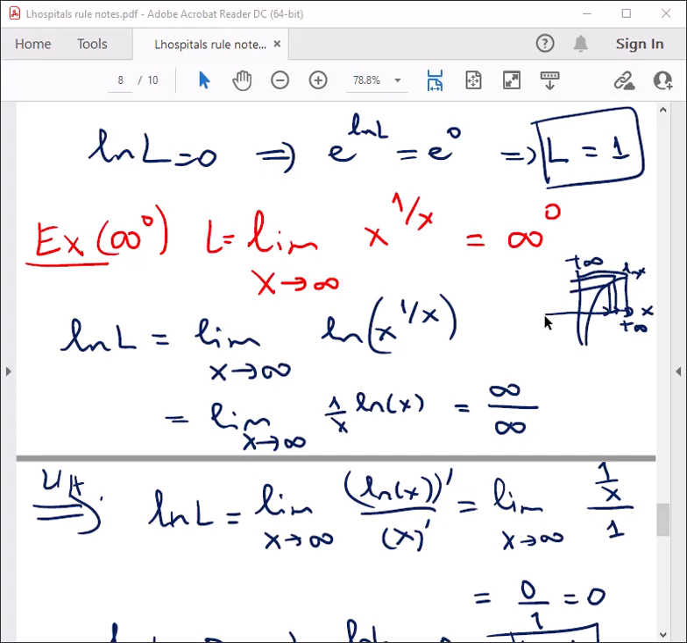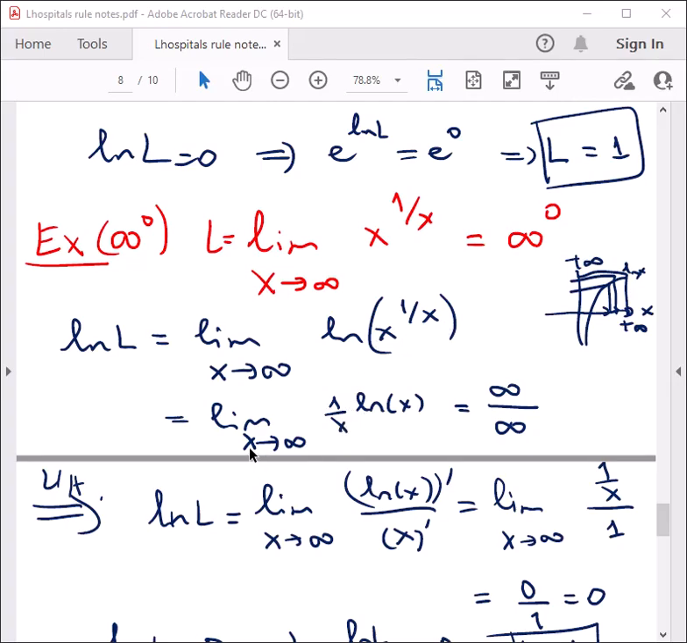Okay. Now, what do we do? Remember, if we have exponential indeterminate forms, we take the ln of both sides. So, call this L, take the ln. ln of L equals limit x goes to infinity, ln of x to the 1 over x. Why? Because we can take that power outside. So take that 1 over x and multiply: 1 over x ln x.